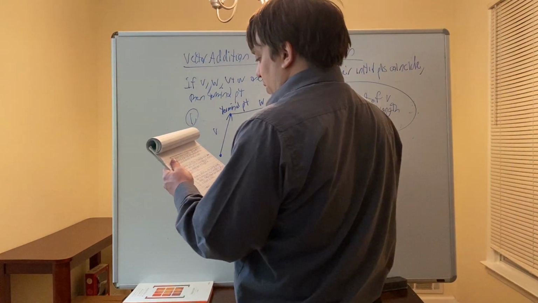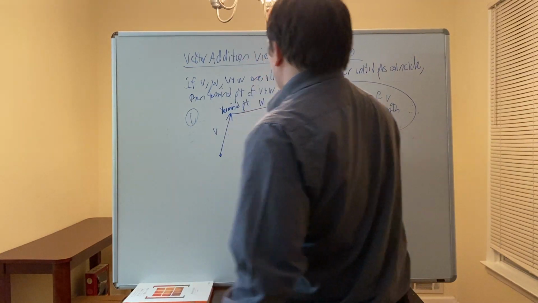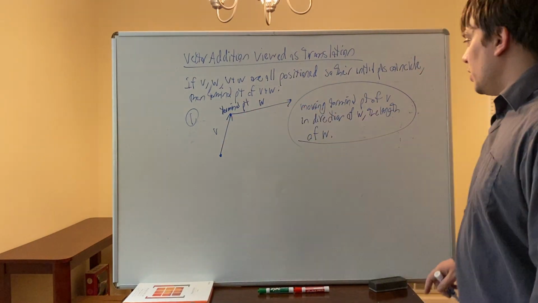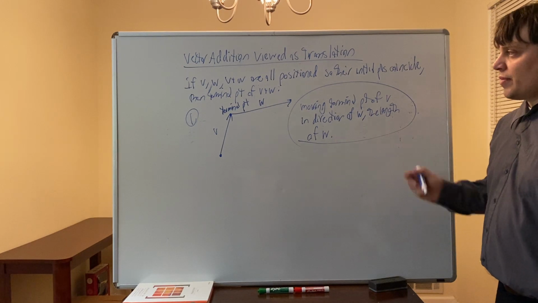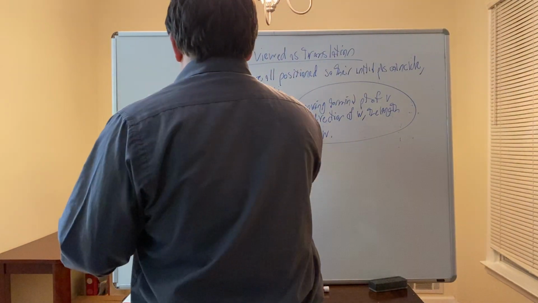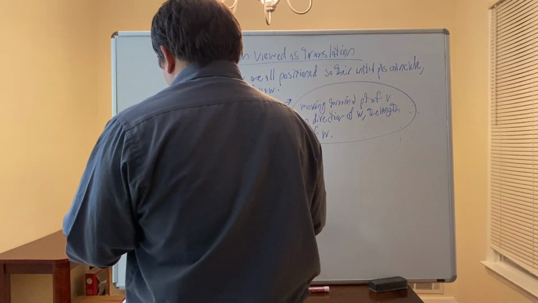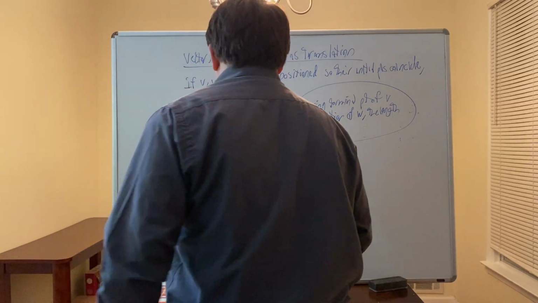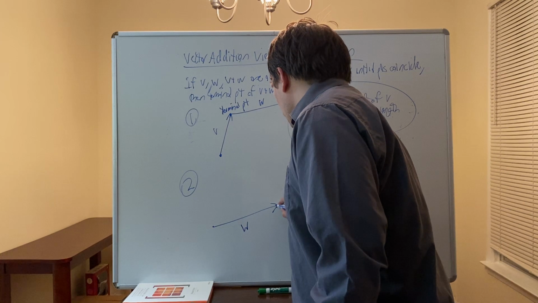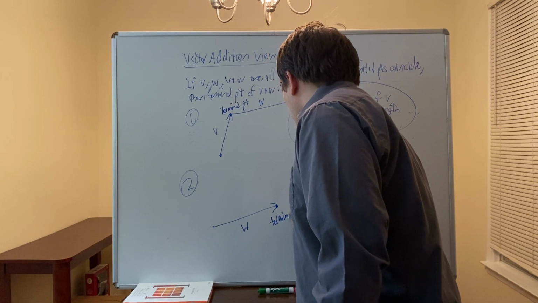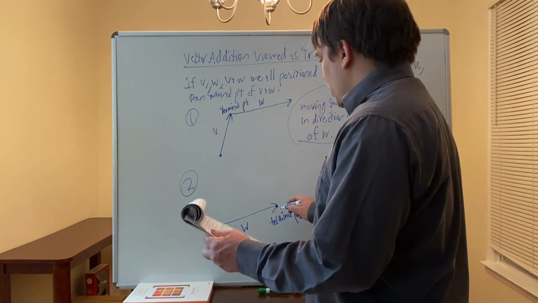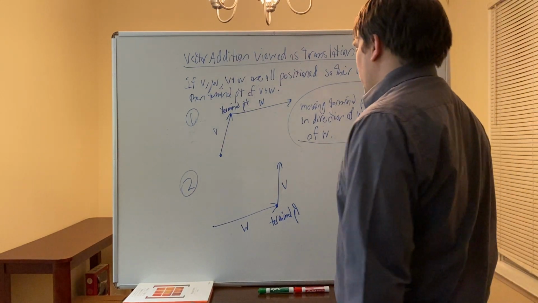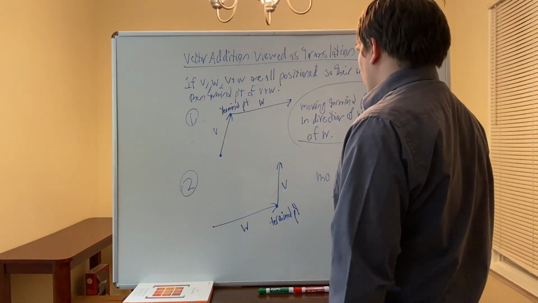Then the terminal point of V plus W can be viewed in two ways. The terminal point of V plus W here is the terminal point of V moved in the direction of W, the length of W, which I circled here. And the second view is the terminal point of V plus W is the point that results when you take the terminal point of W, and you translate in the direction of V of the same length as V. And you'll end up with the same terminal point for V plus W.